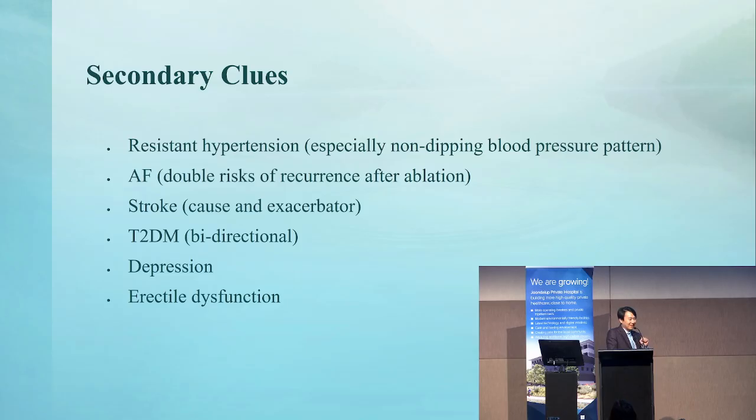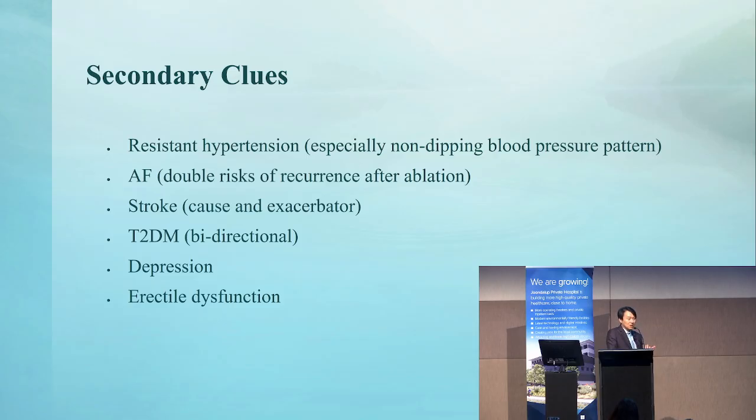Even mild sleep apnea increases your rate of recurrence of AF by around 15%. Moderate sleep apnea around twice, and severe sleep apnea sometimes more than 3 times the risk of AF recurrence. And if you treat them, it roughly halves the risk of recurrence.